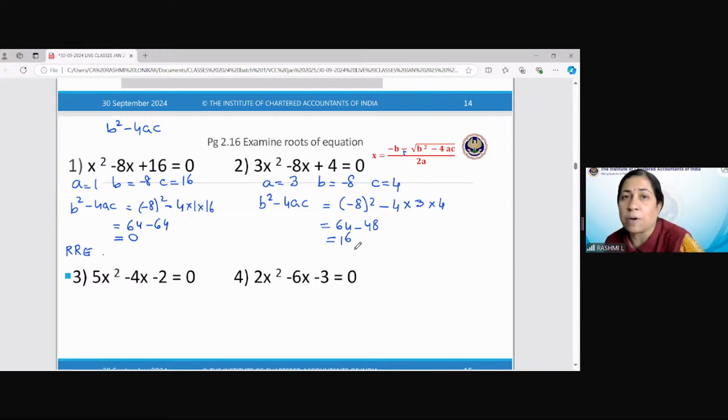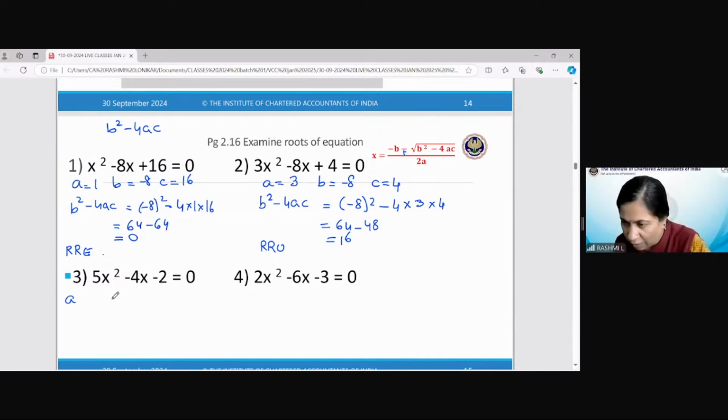This is a perfect square, right? Because we can find out the square root of 16. Yes, so it is a perfect square. So what will the answer be? It will be real, rational, but unequal. Okay. So the two roots will be different.